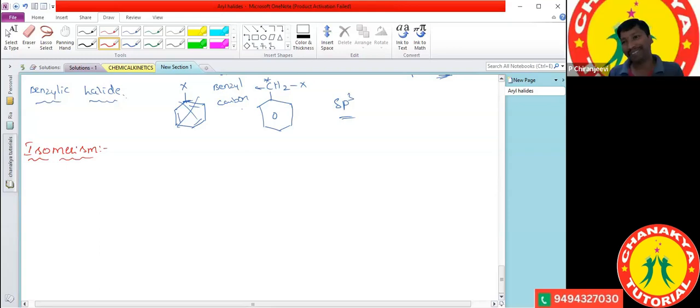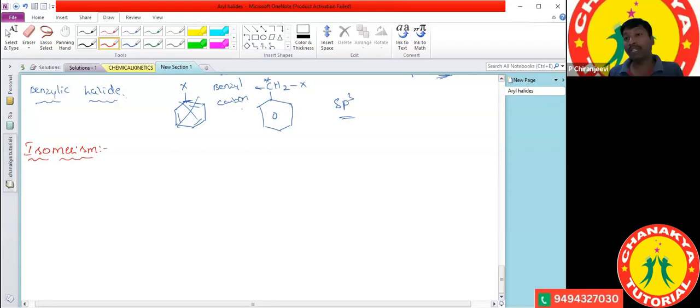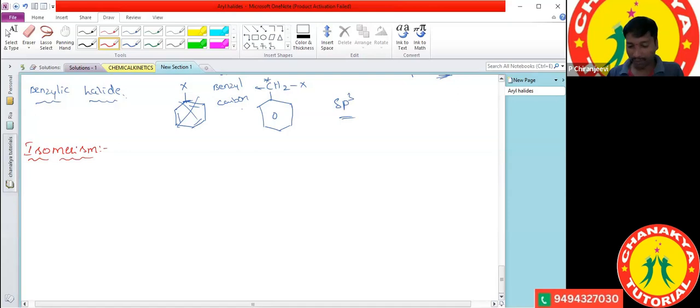Stereoisomerism. Isn't stereoisomerism also geometrical isomerism? Geometrical isomerism is one part of stereoisomerism, and then optical isomerism is another part. Optical isomerism is also there in this chapter. So the important concept is optical isomerism only.